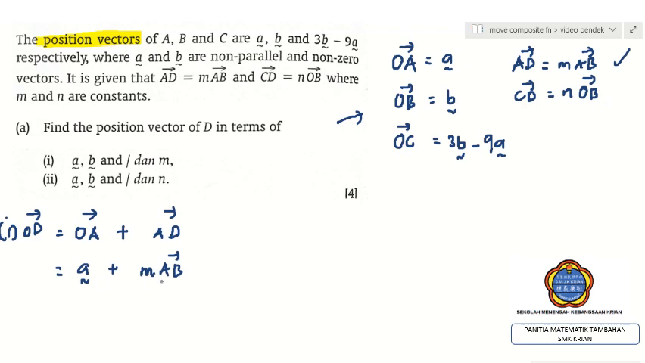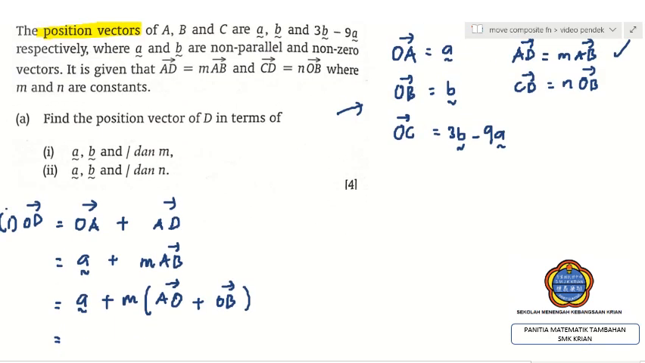Still not finished because we don't know what is AB. How to get AB? Still, we repeat the same step for AB. This is the solution of AB. What is AB? We can put AO plus OB. What is AO? AO is negative of OA, so it is equal to negative A.